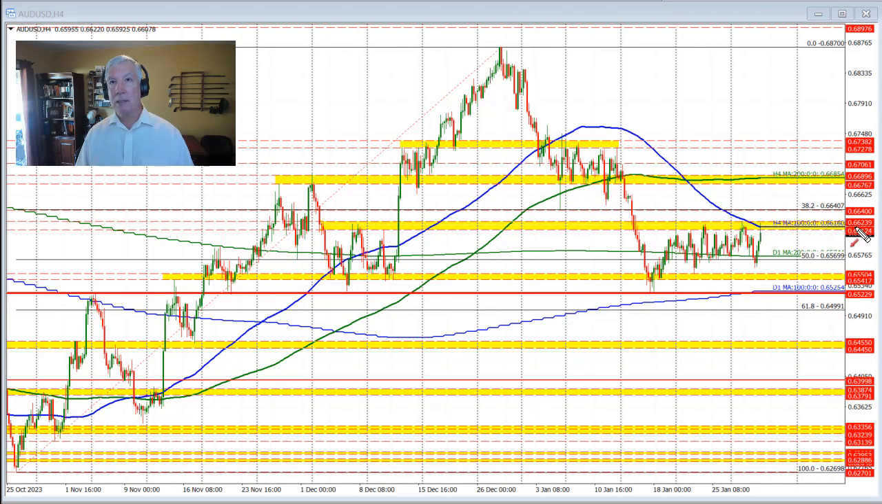the 0.66239 level, we'd start to look toward the broken 38.2% retracement at 0.66407, and then we start to look toward the 200-bar moving average on the 4-hour chart up here near the 0.6684. That would be on the break of the 0.66239 level.